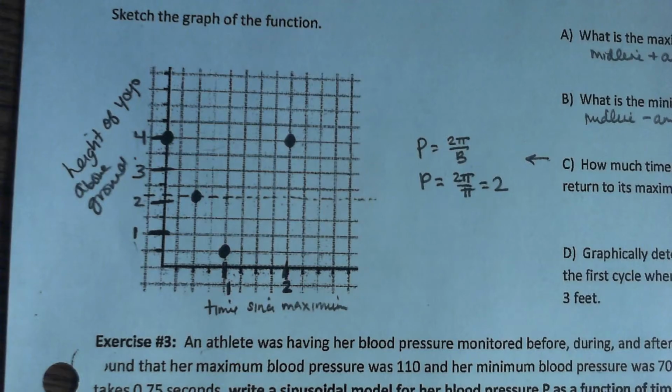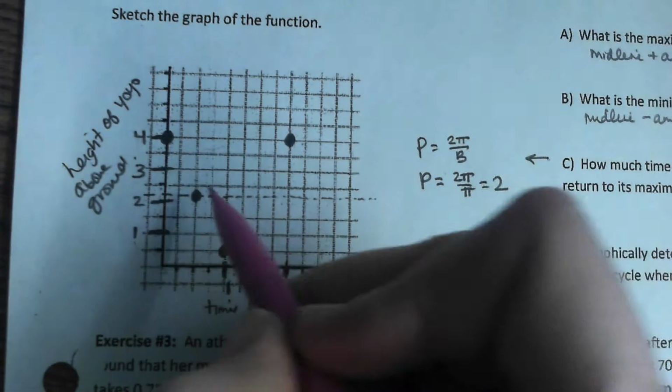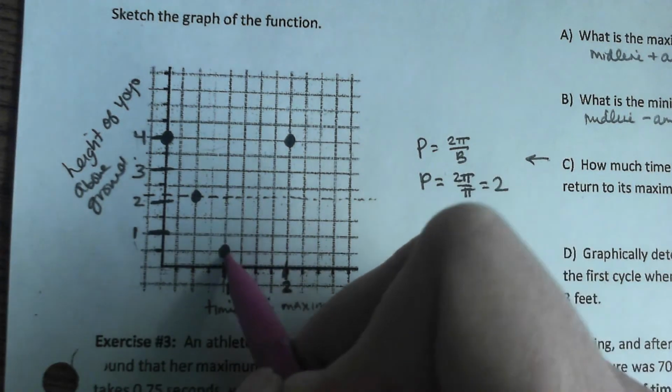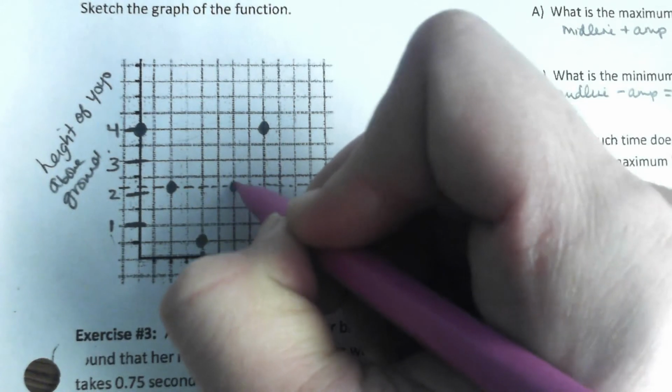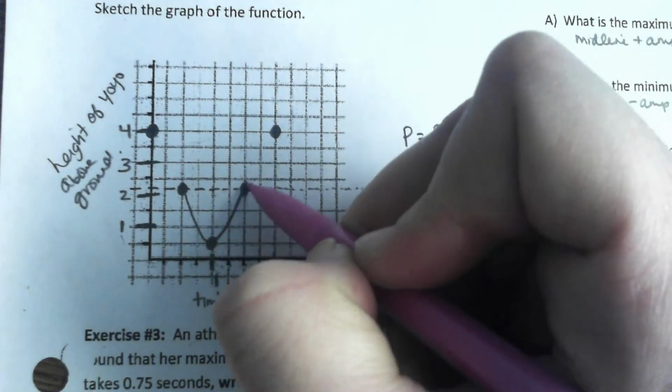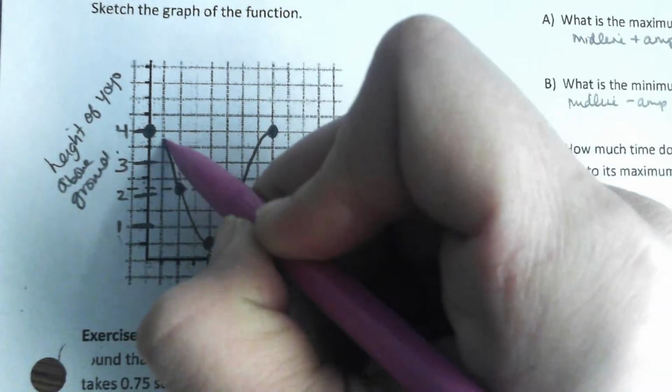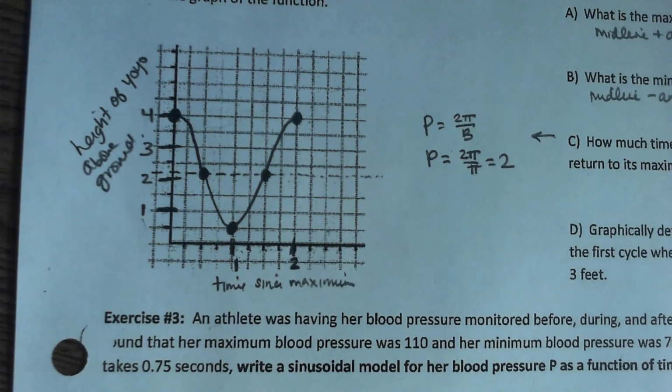Your critical points are happening every half of a second. So we cross the midline, then a half of a second later we're at a minimum. Then a half of a second later on the way back up, we're going to cross the midline again. And then once you have your 5 critical points, give a nice curve that mimics that trig relationship there.